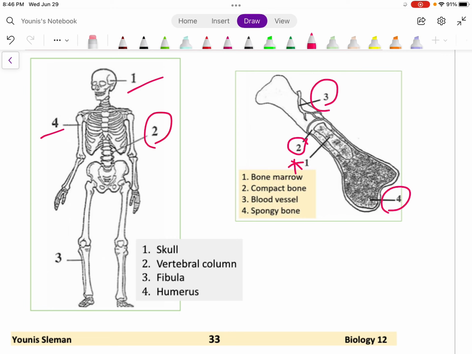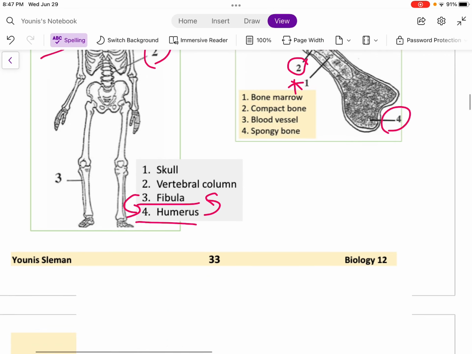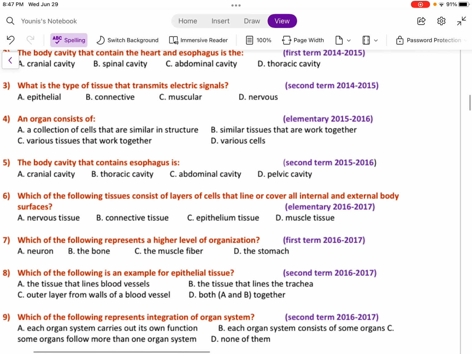And the humerus. Okay, students, there is just a mistake. Please correct it. I haven't noticed before. The third one is not the fibula, it is the humerus, and this one is the fibula. I mean, just the labels, there was a misunderstanding with the numbers. So the third one is the humerus, and the fourth one is the fibula. And these are from the general examinations.